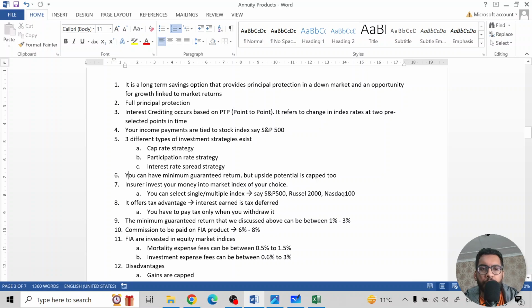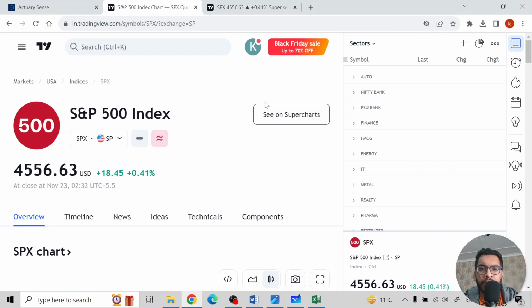Next thing. So the insurer invests your money into different kinds of indexes of your choice. You can select a single index like S&P 500, or you can pick multiple indexes, for example the combination of S&P 500, Russell 2000, Nasdaq 100. So I think these are mentioned over there as well.